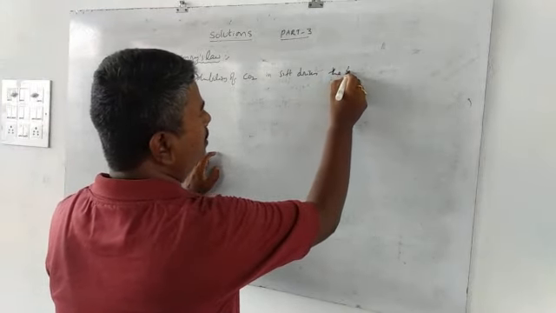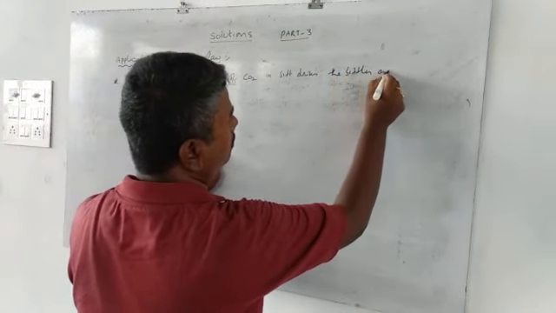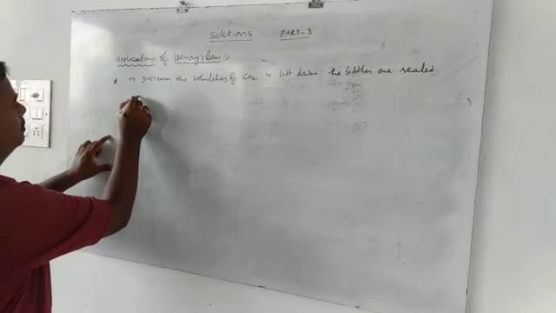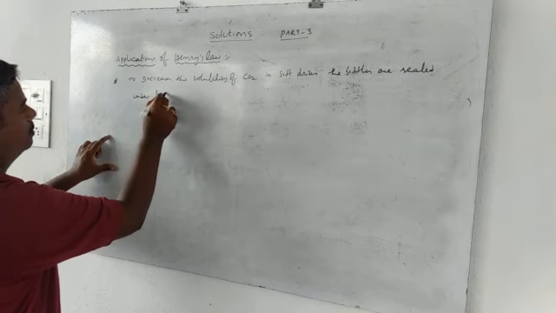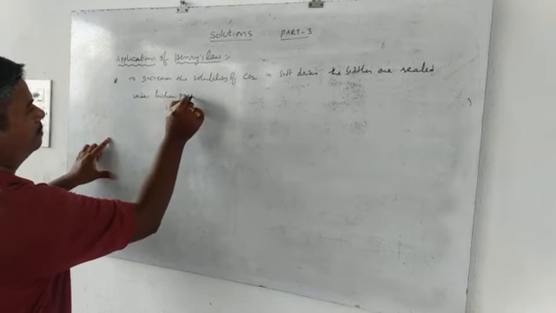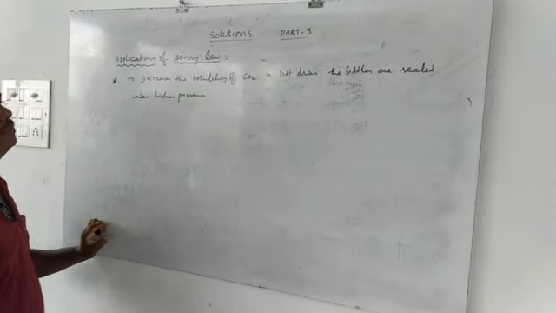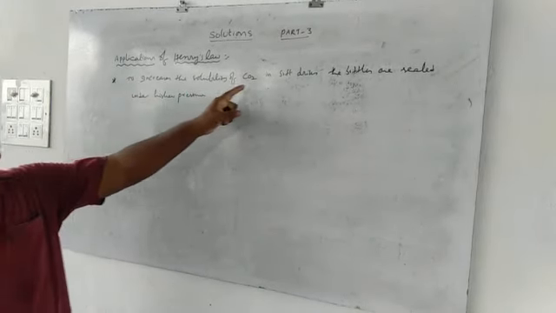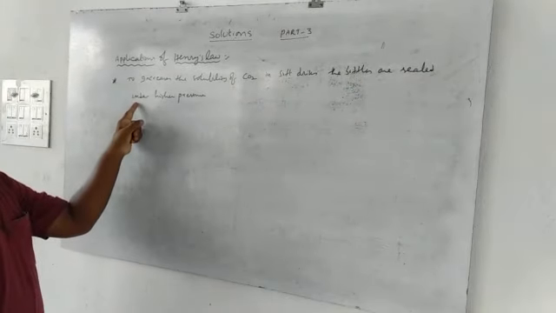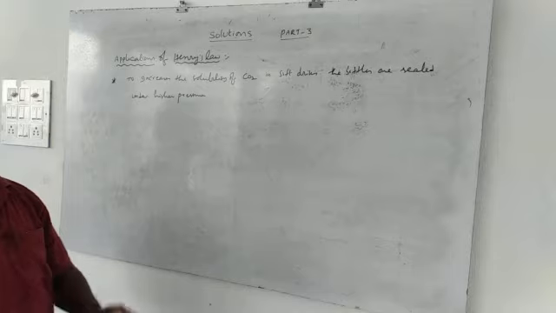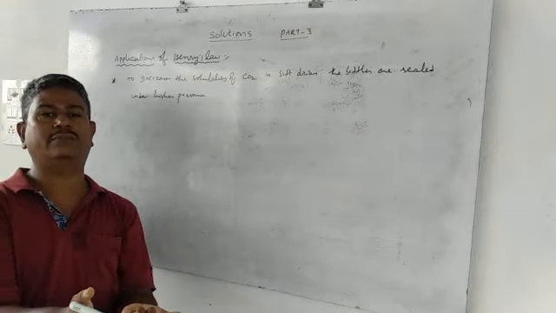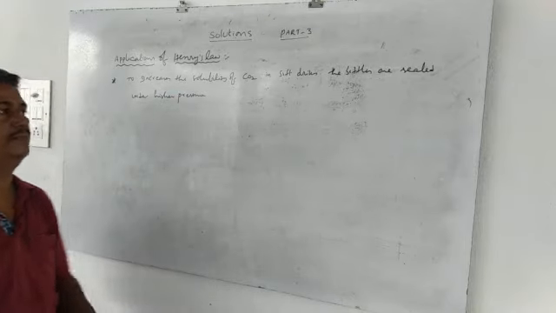the bottles are sealed under higher pressure. To increase the solubility of CO2 in soft drinks, the bottles are sealed under high pressure. Then what happens? While the pressure increases, the solubility of the gas in the liquid increases.